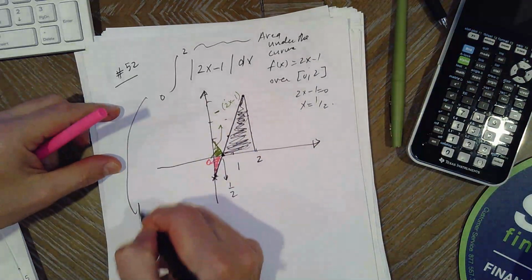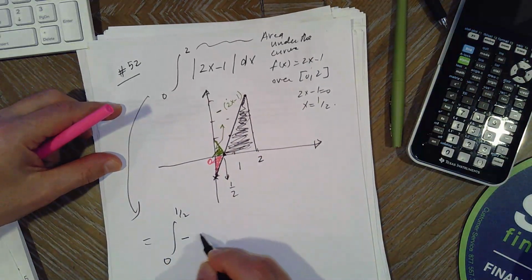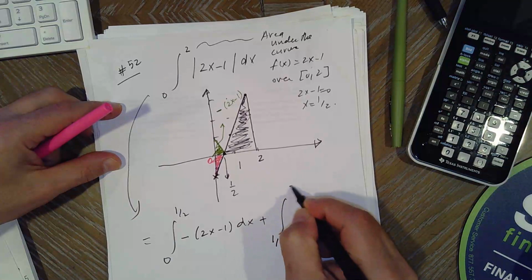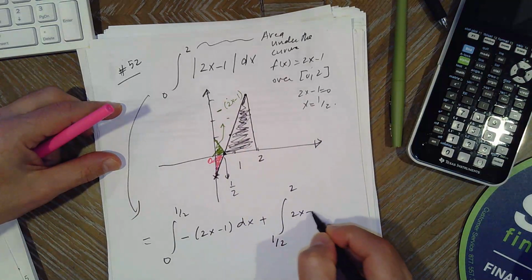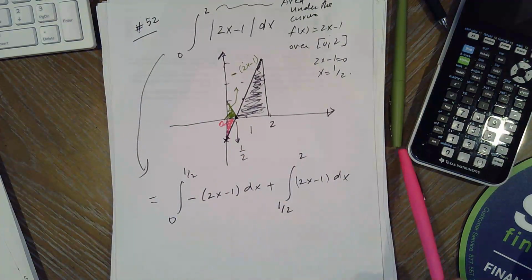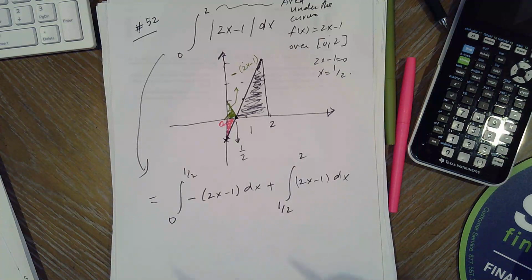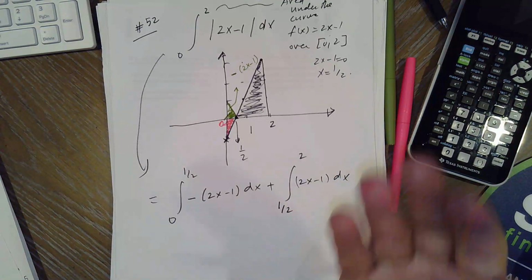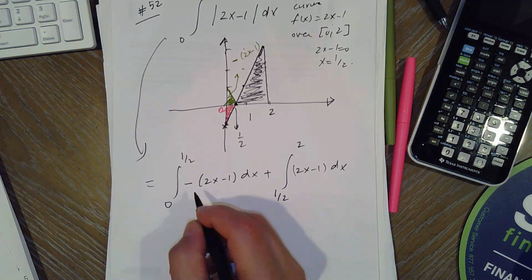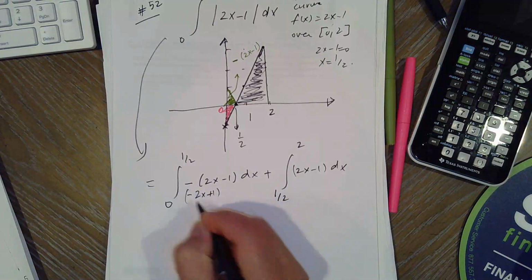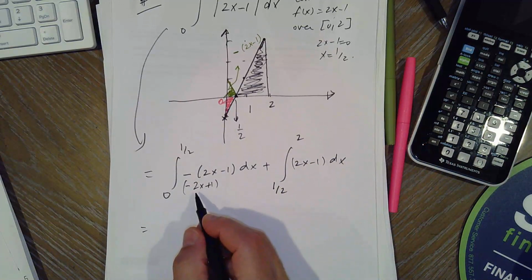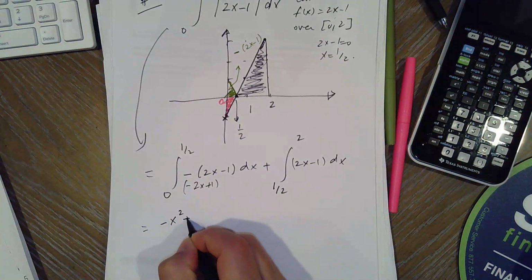So this is gonna be the integral from 0 to 1/2 of the opposite of 2x minus 1, plus the integral from 1/2 to 2 of exactly 2x minus 1. You should always do that when finding area. If the graph is under the x-axis, you're going to flip it, so you do the opposite on that interval. If it's above, you do the same. Okay. So this is actually negative 2x plus 1. To integrate it, we're going to do them separately. The integral of negative 2x plus 1 is negative x squared plus the integral of 1 dx.